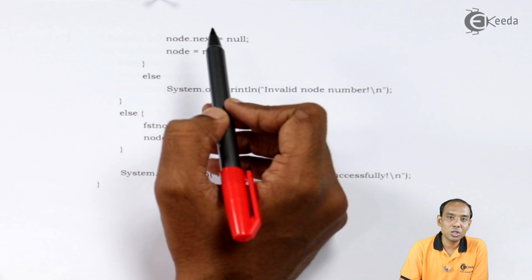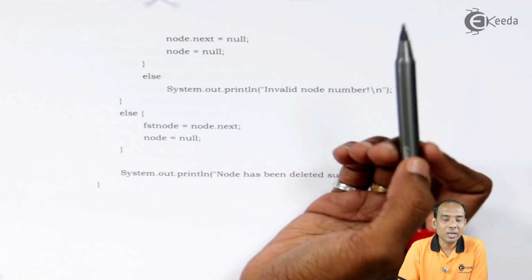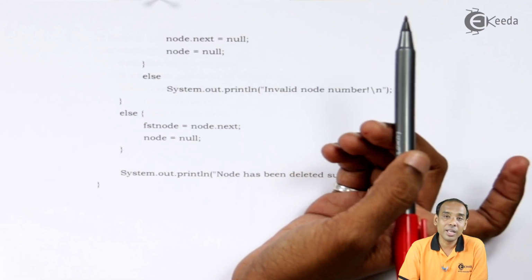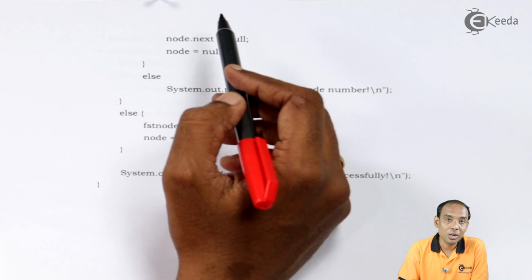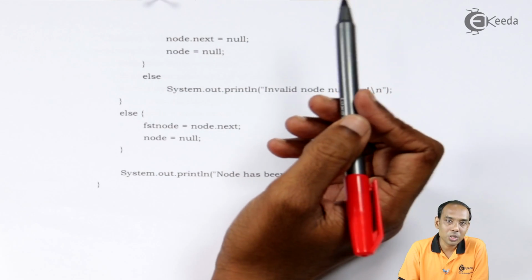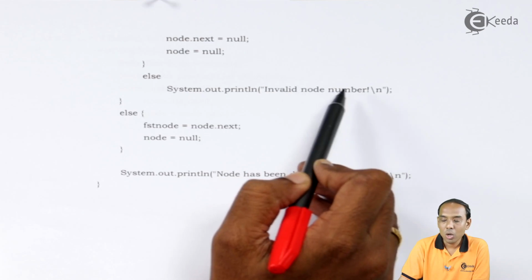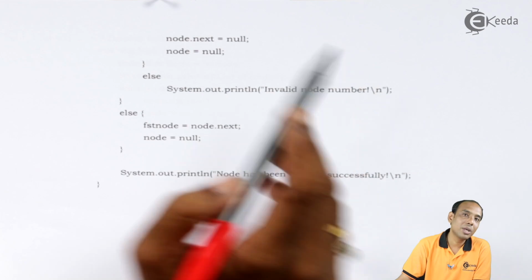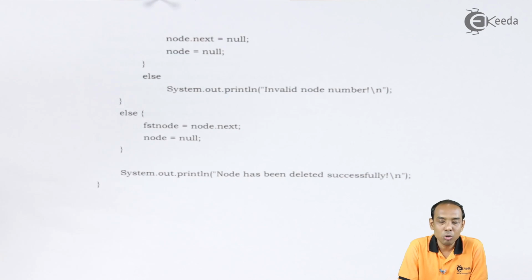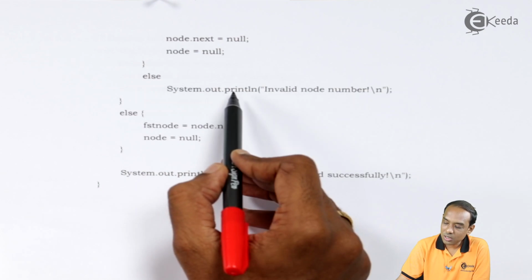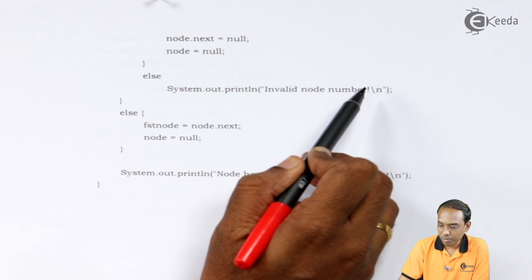Now there may be conditions where the node number the user wants to delete doesn't exist. So I check with an if condition, and if that is not possible, I go to the else part. In that case I write invalid node number. There might be a case where I have only 3 nodes and the user wants to delete the 5th node. So invalid is going to be the true condition. So I write the else part, System.out.println invalid node number.